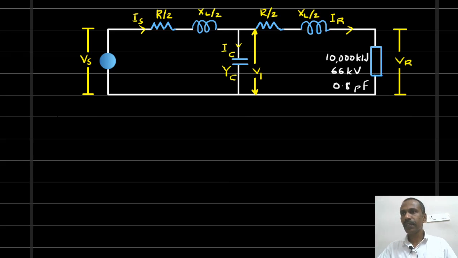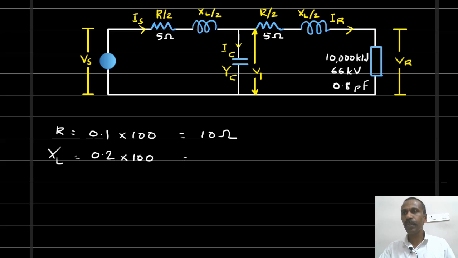Here the resistance is given as 0.1 ohm per phase per kilometer. We have a total length of 100 kilometers. So total resistance is 10 ohm. So 5 ohm is on the left side, 5 ohm on the right side, because they are R by 2 each. The reactance is equal to 0.2 ohm per phase per kilometer. Total length is 100 kilometers. So total reactance is 20 ohm. So on the left side we have J10 ohm.